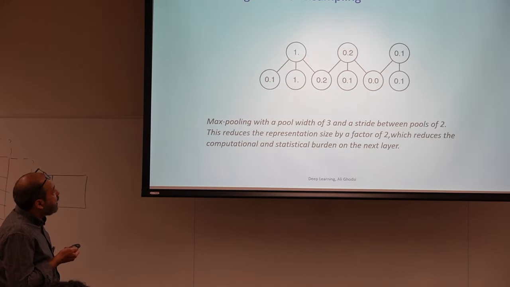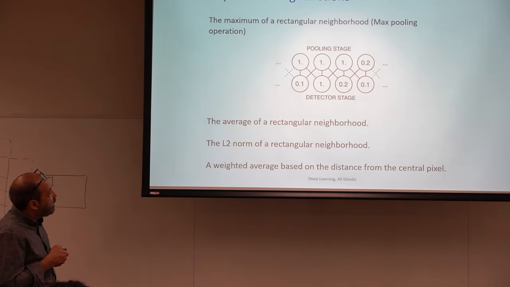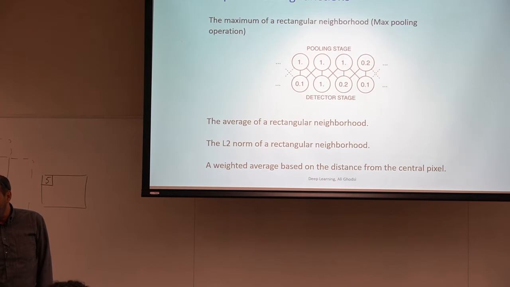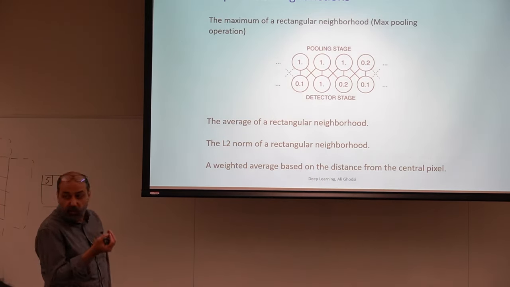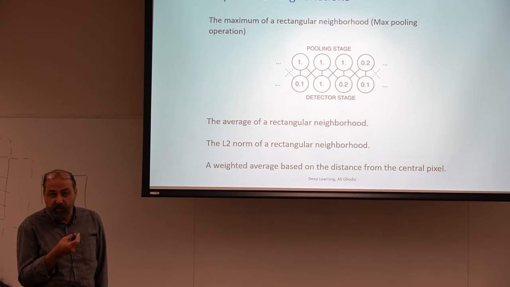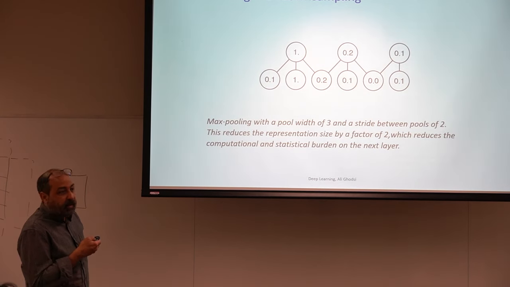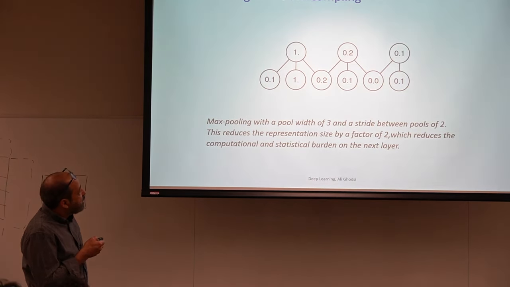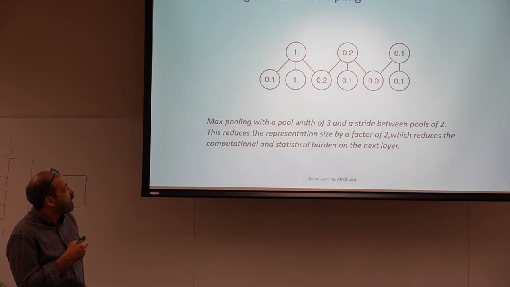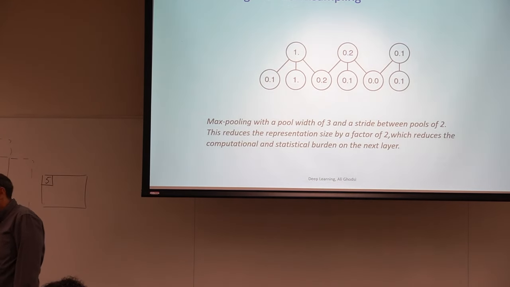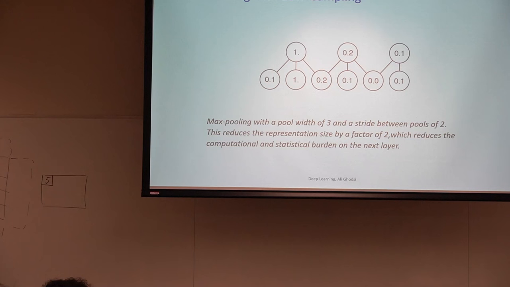And you can do it with downsampling. Here, the pooling stage has the same dimension as your detector stage, as your feature map, but you can do the pooling stage with downsampling. In this case, when I take the max of these three, then I will move and take the max of these three. So the size of my pooling stage is smaller. So I do pooling with downsampling. Okay.